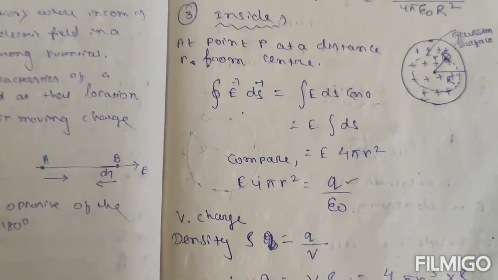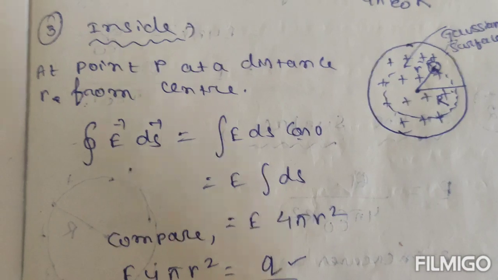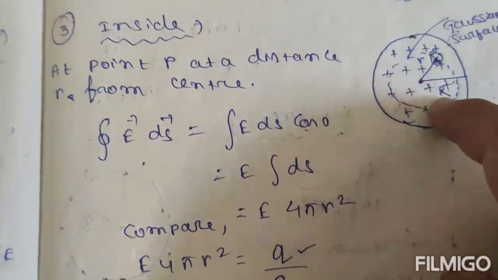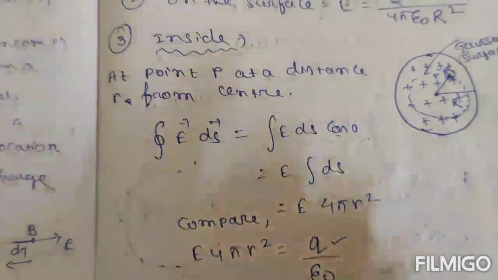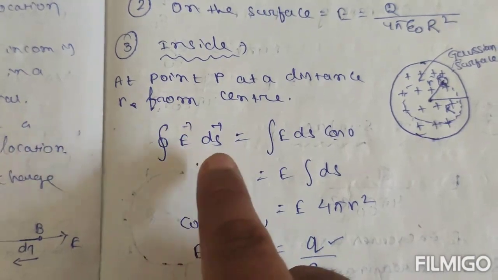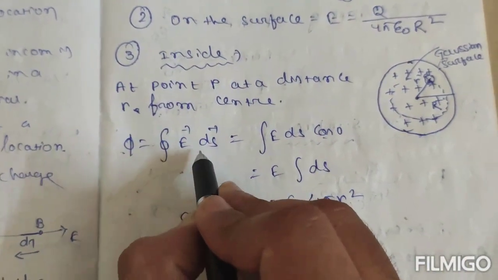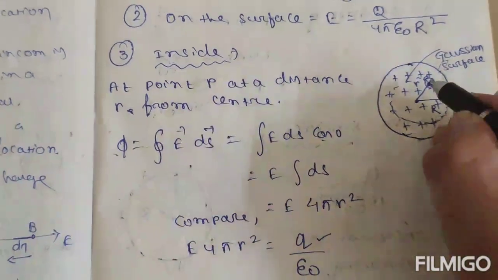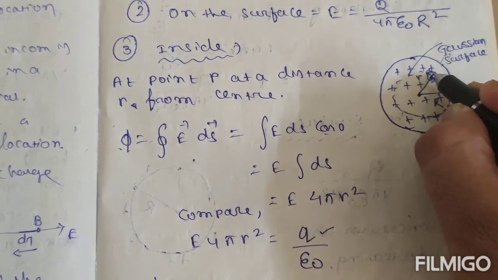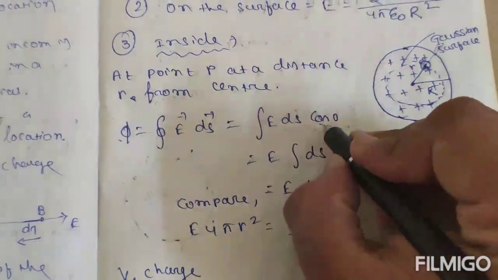So I have taken a point P here at a distance small r, and drawn a Gaussian surface like this, and this radius is capital R. Now at point P at a distance r from the center, you will find the flux calculation. Phi equal to closed integration of E vector dot ds vector equal to integration of E ds cos 0 degree. Why cos 0 degree? Because on this small surface, the area vector and the electric field lines are in the same direction, so cos 0 degree equal to 1.